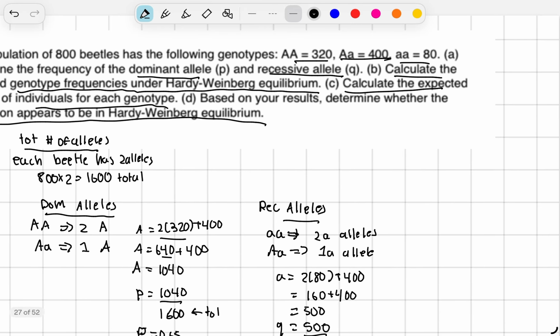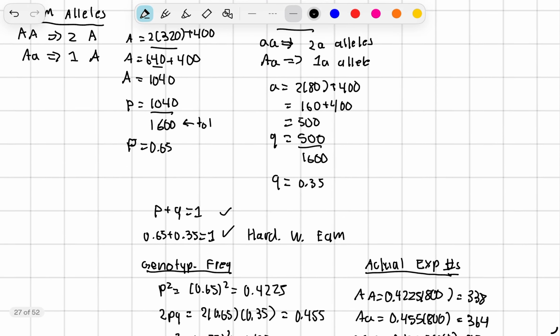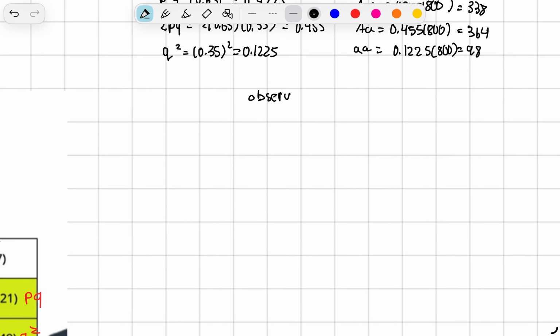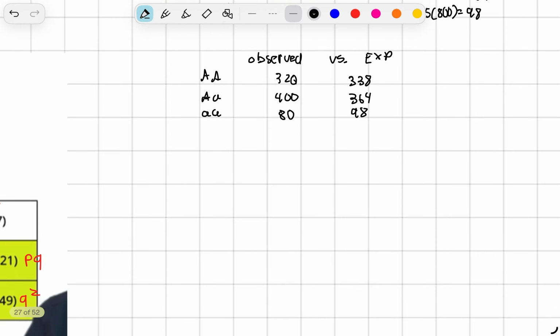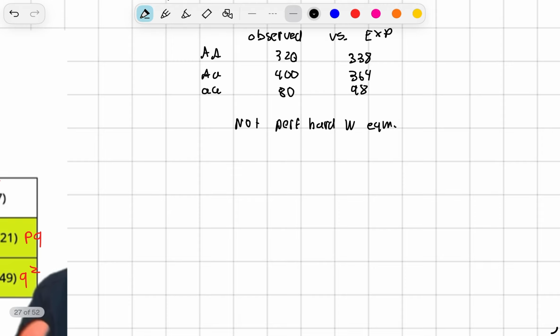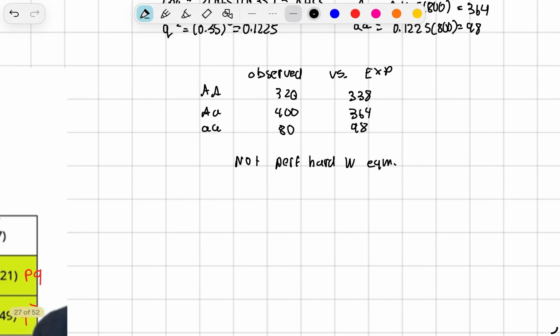Now we can compare them to what we have for our observed. Observed versus expected: for AA, Aa, and aa, we have 320, 400, and 80 observed, and here we had 338, 364, and 98 expected. So we can see that they're not exactly equal, so the population might not be in perfect Hardy-Weinberg equilibrium. Now, you might use a chi-square test to see if the difference is statistically significant.